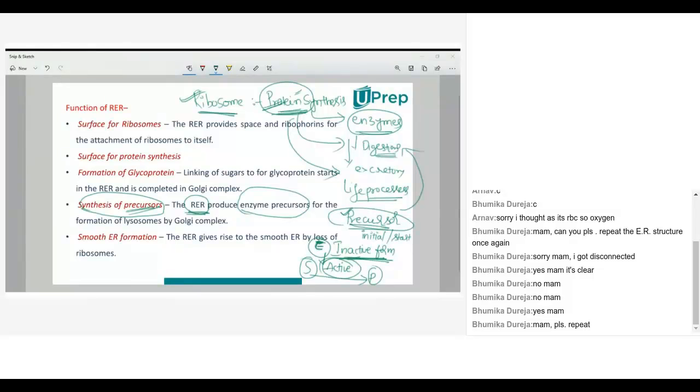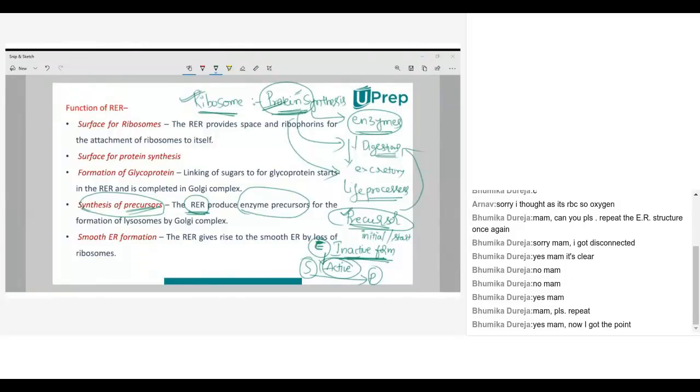Is that clear, Bhumika? Arnav, do you have any doubt? Ma'am, I didn't understand formation of glycoprotein. Glycoprotein I didn't discuss. I discussed only the surface for protein synthesis and synthesis of precursor, because these two are interrelated. That's why I took this point. Glycoprotein is different. We'll discuss that in the next session, because glycoprotein discussion is related to smooth endoplasmic reticulum. We'll go in continuation with that.